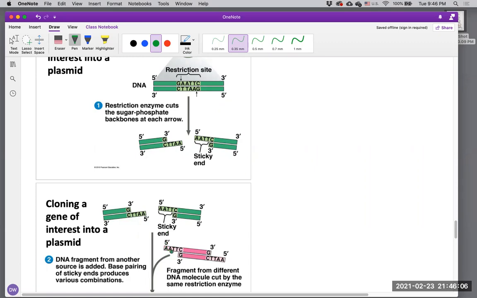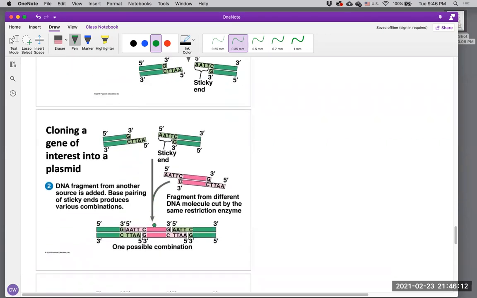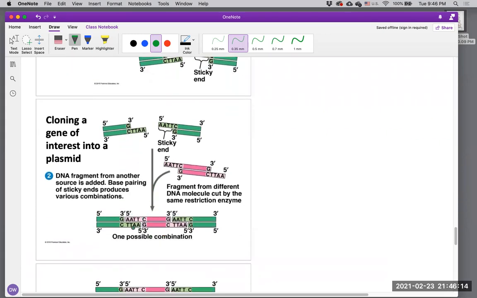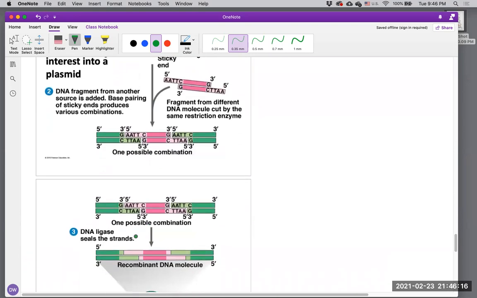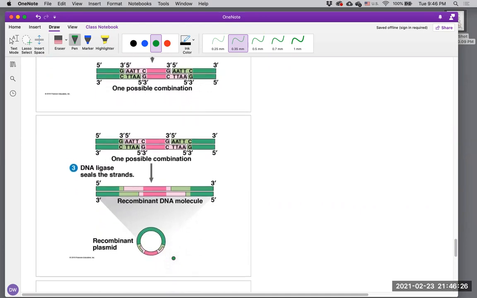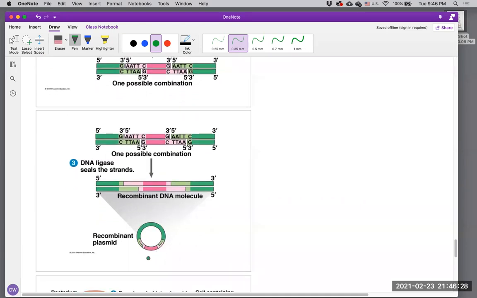We can see this AATT and this TTAA can come together and form base pairing. So once that occurs, we have a structure that looks like that. And the next time the ligase can come in and then seal that little opening. So basically making continuous DNA strands. So the result of that is inserting a piece of gene of interest into a vector DNA.